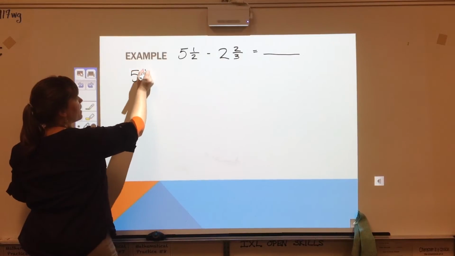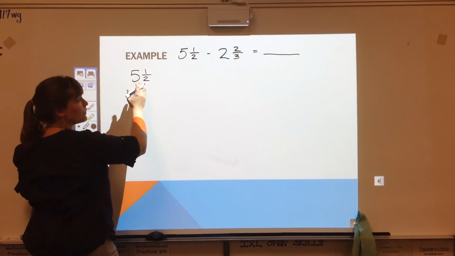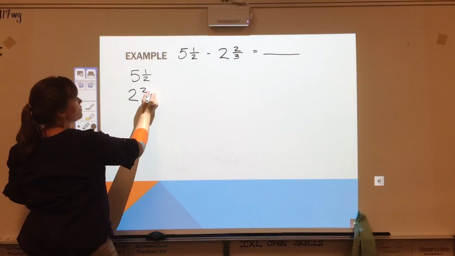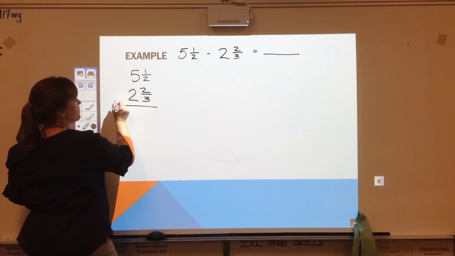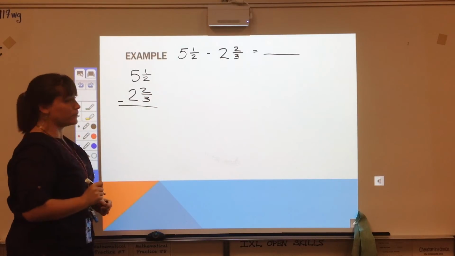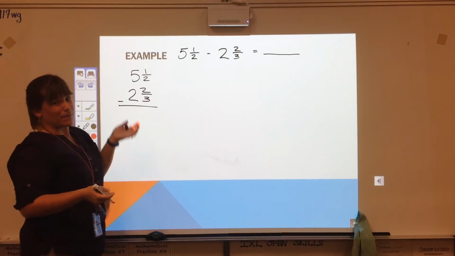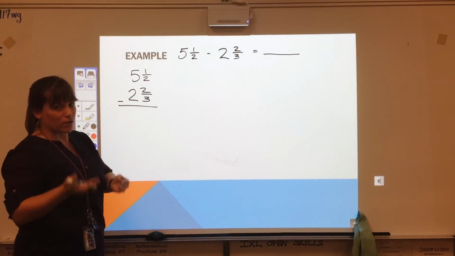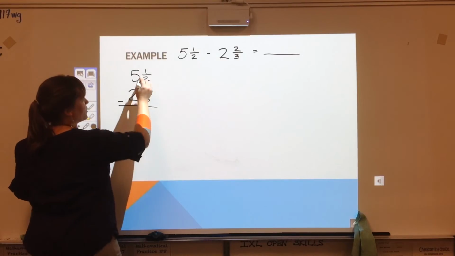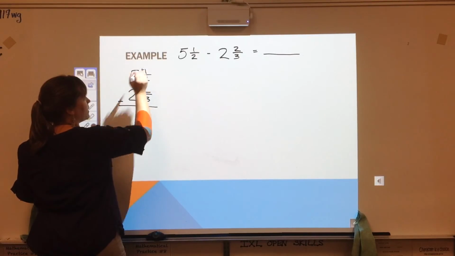So 5 1/2 comes first. That goes on top. The 2 2/3 goes right underneath. We are subtracting. We don't have common denominators and we have mixed numbers. So let's change everything over first to improper fractions. So we're going to multiply and then add.